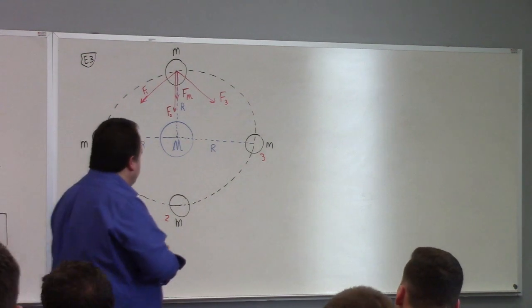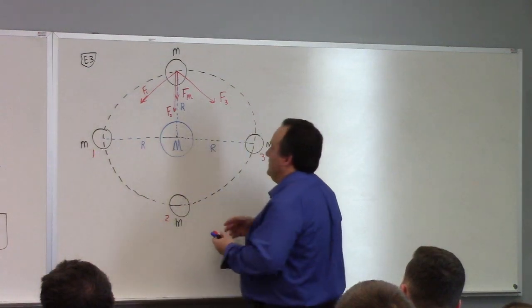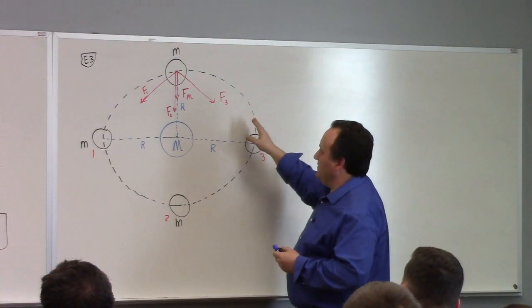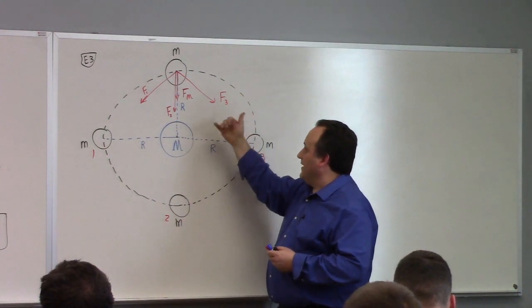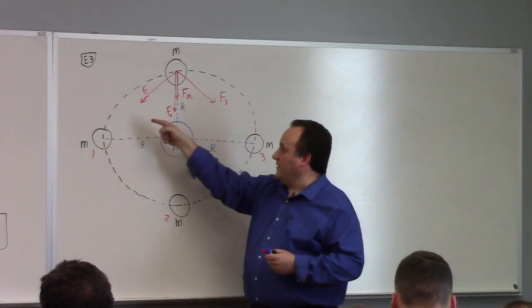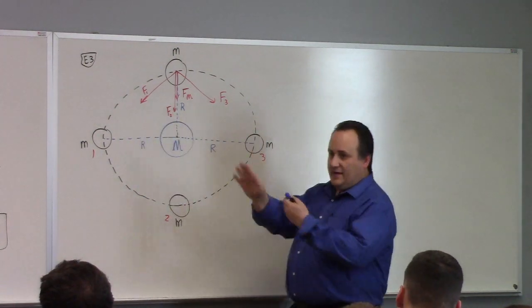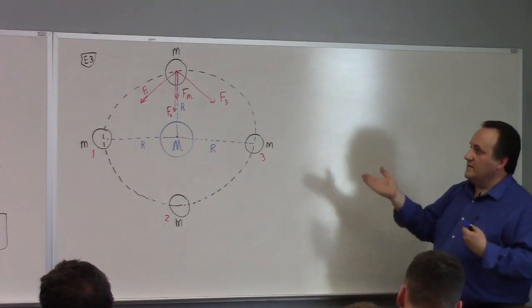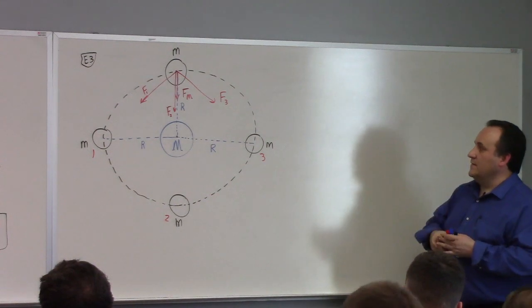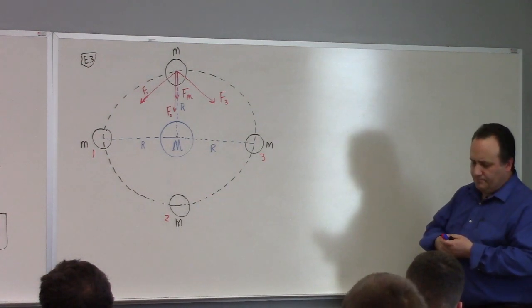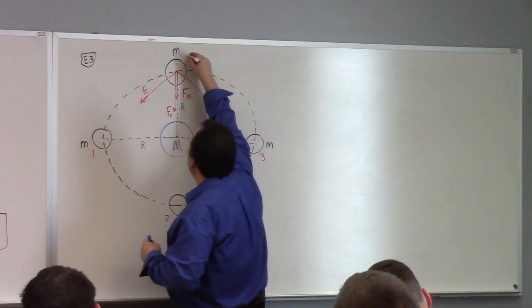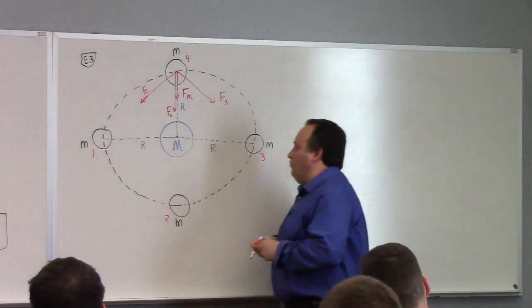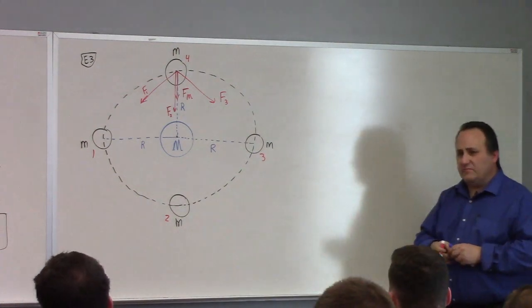Let's see here. So, of course, what happens here is that the right part of F3 and the left part of F1, they cancel, right? So the net force on M, I guess I'll call it 4. If that's 1, 2, 3, this must be 4, right? So the net force on 4 is downward, center seeking, right?